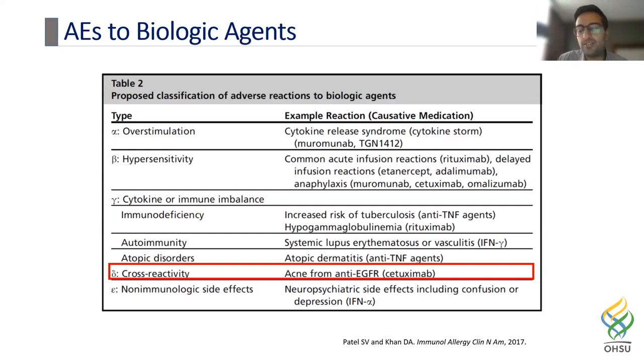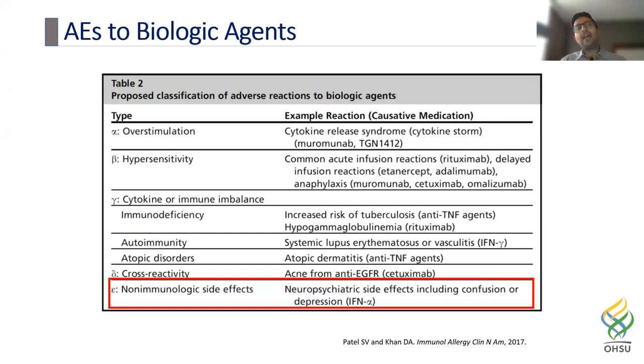Then you have delta, which is cross-reactivity. The mechanism really isn't completely understood, but cetuximab can actually end up causing acne. And then you have the non-immunologic side effects. These are your idiosyncratic reactions. You have neuropsychiatric side effects, confusion, depression.